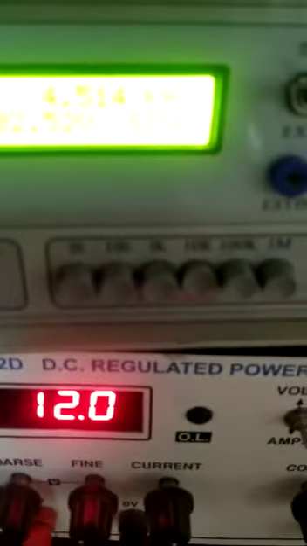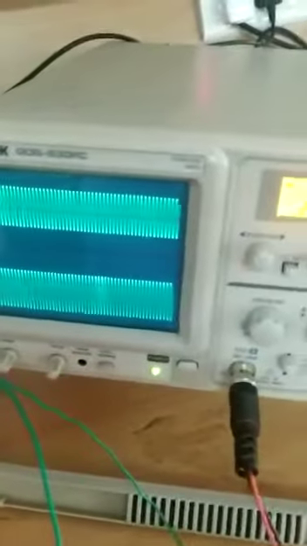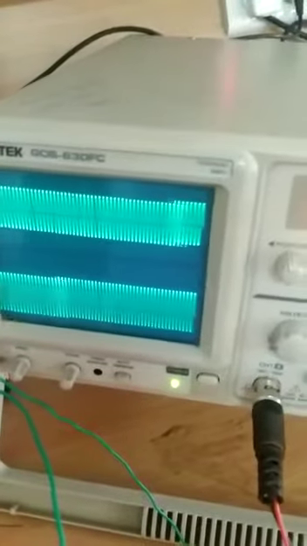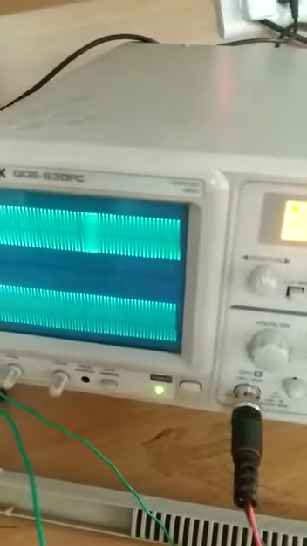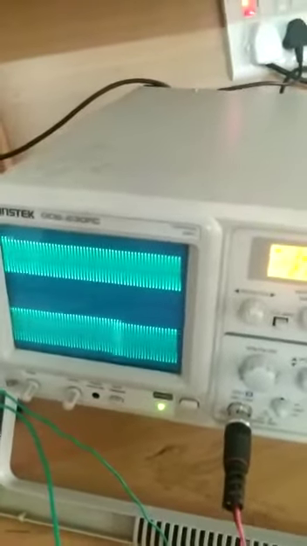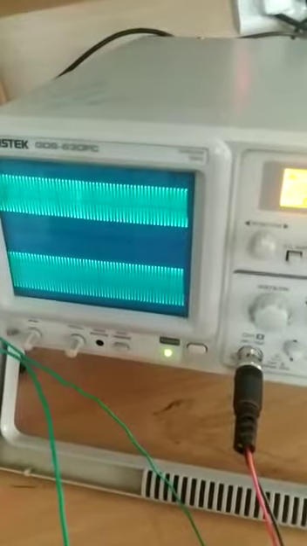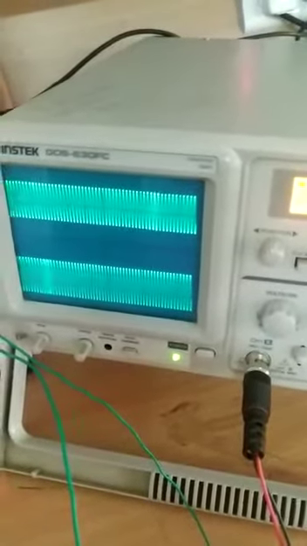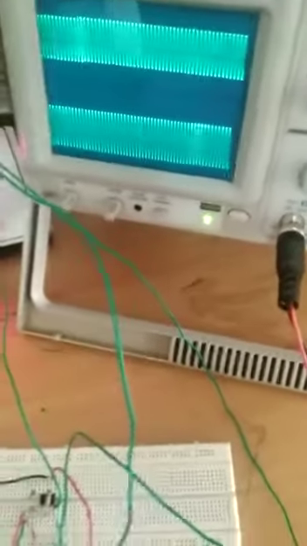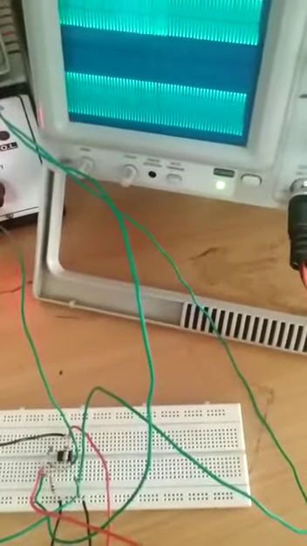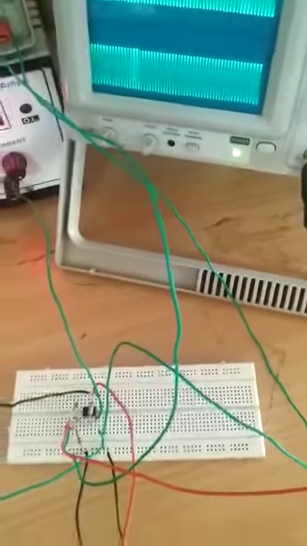See here, now I kept the frequency at around 4.5 to 5 kilohertz, and the output is remaining constant. It is not decreasing or increasing. That means for higher frequencies it will allow and for lower frequencies it will attenuate, because it is a high pass filter. Okay, this is about the second order high pass filter using the 741 op amp. Thank you.